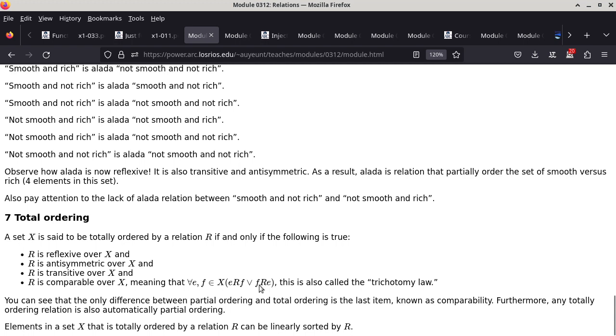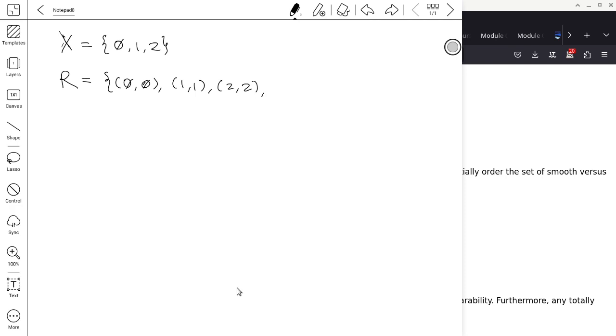And then F R E, which translates to, in this specific example, 1 R 0, or 1, 0 as a two-tuple, is also not in R. So now we have false or false, which means the disjunction itself is false. That's it. That's all I need, because I only have to find one counterexample to make the universally quantified statement false. So are we still doing okay so far of why 0, 0, 1, 1, 2, 2 is not totally ordered? It is partially ordered, but not totally ordered.